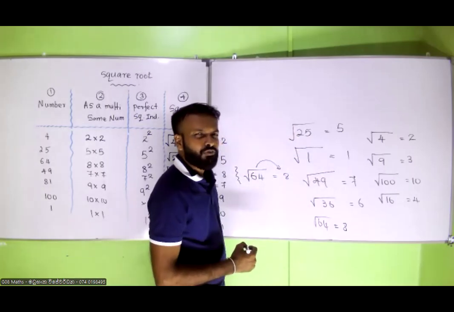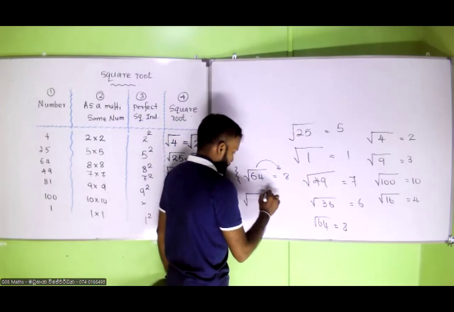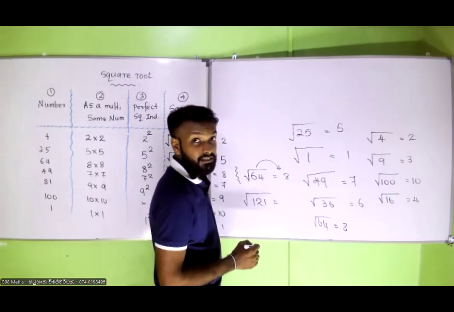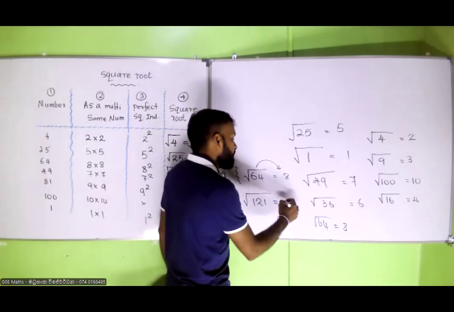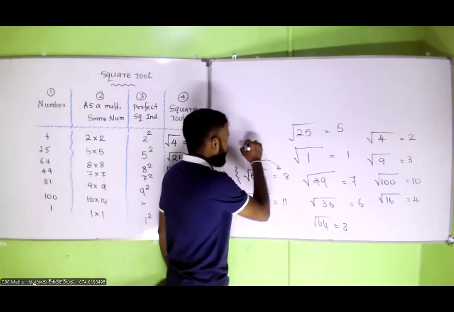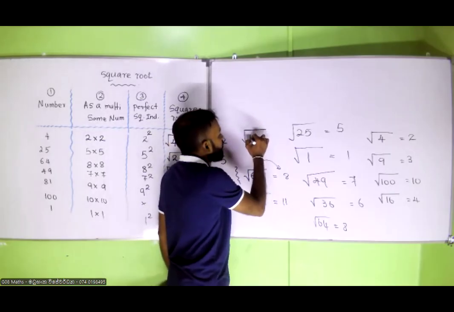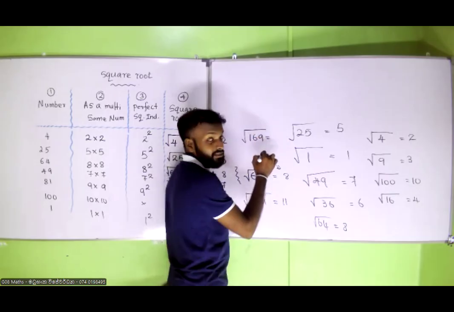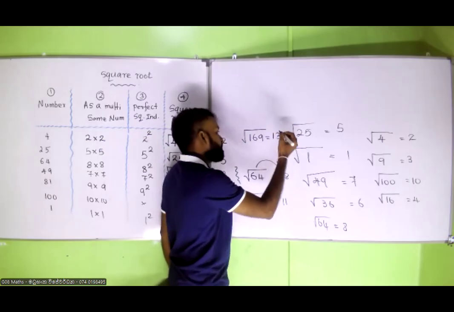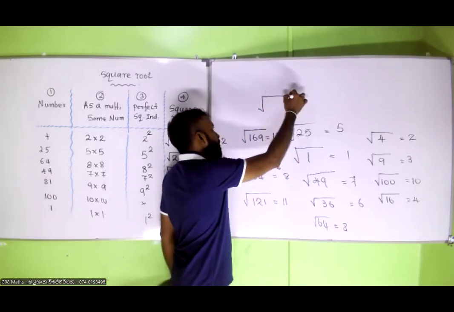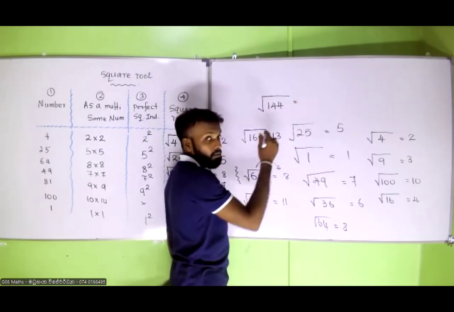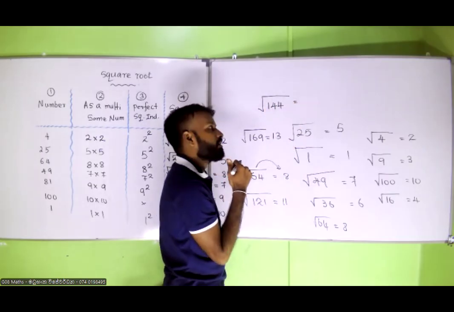Right? Square root of 121 is 11. Square root of 169 is 13. Square root of 144 is 12.